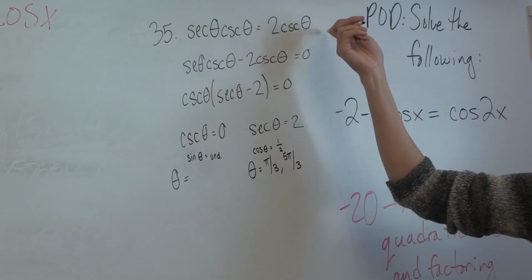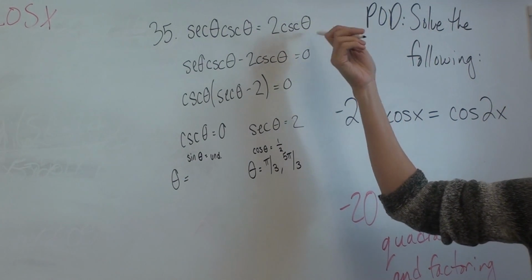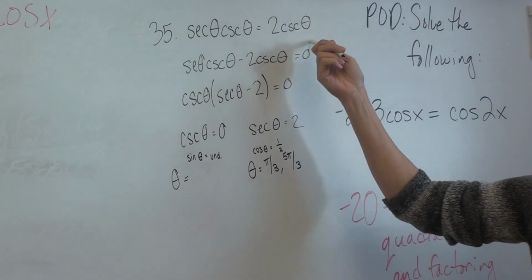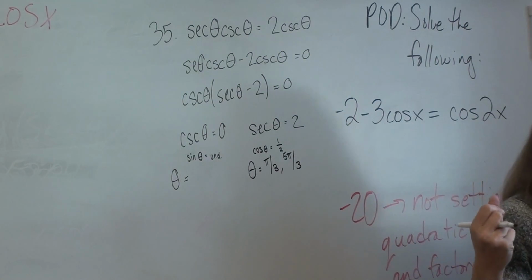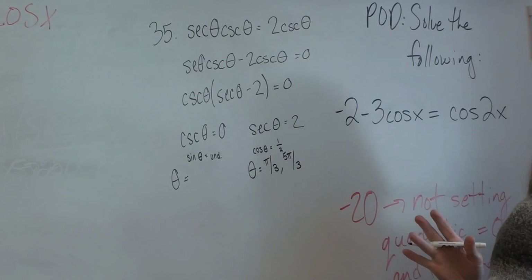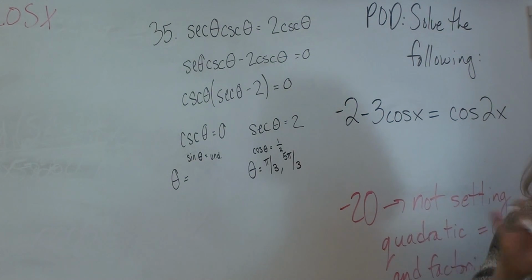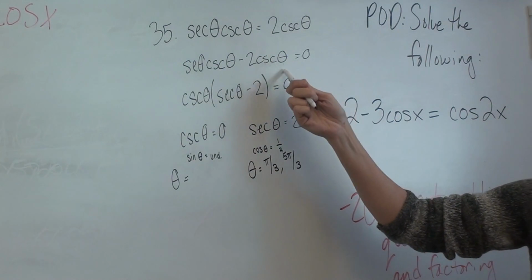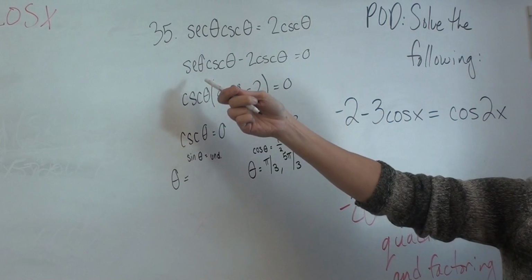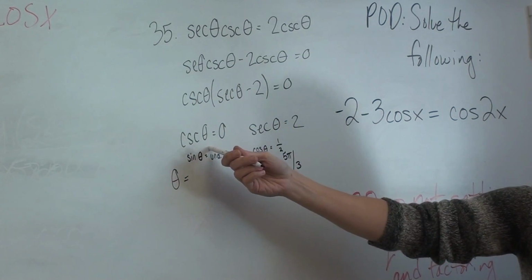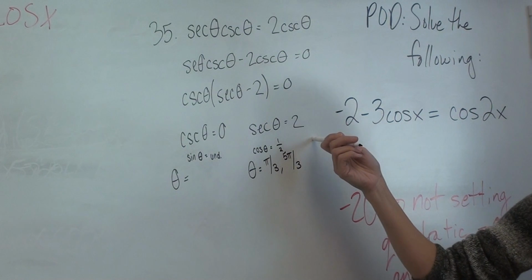Don't be tempted to divide both sides by cosecant. If you see something on both sides of the equal sign, it's really tempting to just divide it or slash it out. Don't do that because you lose solutions, right? We never divide out a variable. We move everything to one side and factor. So this person factored out a cosecant. They were left with secant theta minus 2. So you get cosecant equals 0 or secant equals 2.